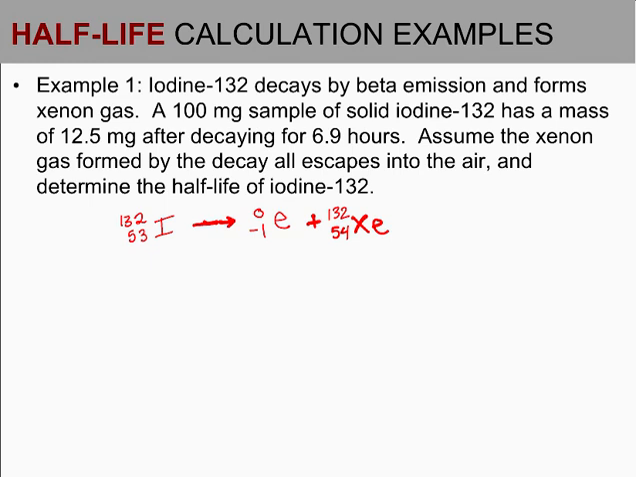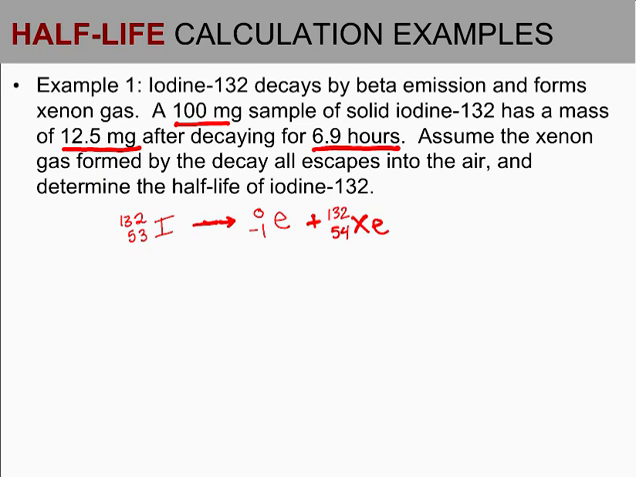In this particular problem, we start with 100 milligrams of solid iodine-132, and then it has a mass of 12.5 milligrams after decaying for 6.9 hours. So we're going to assume that the xenon gas formed by the decay all escapes into the air. So it's not contributing to the mass of iodine-132. So let's determine the half-life of iodine-132.